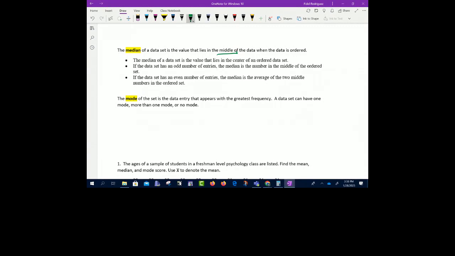The mode, y'all, the mode is the number that occurs the most. It's the number with the greatest frequency, meaning if you have a list of numbers and the number 7 out of 20 different numbers showed up like 11 times, 7 is what we call the mode. It was the one that occurred the most, okay? Sometimes there's no mode. Sometimes we can have more than one mode, okay?